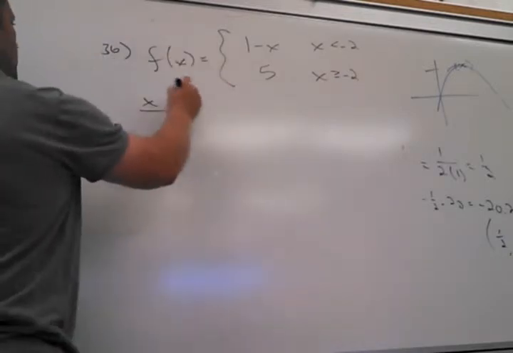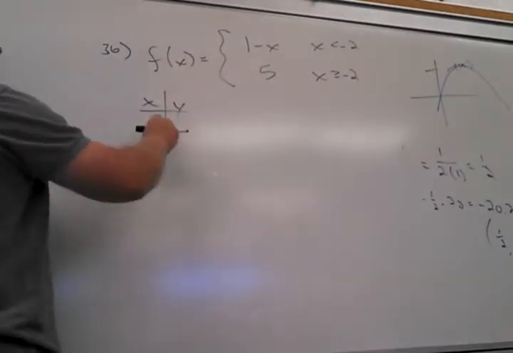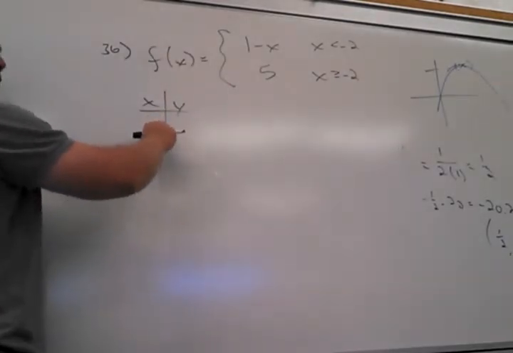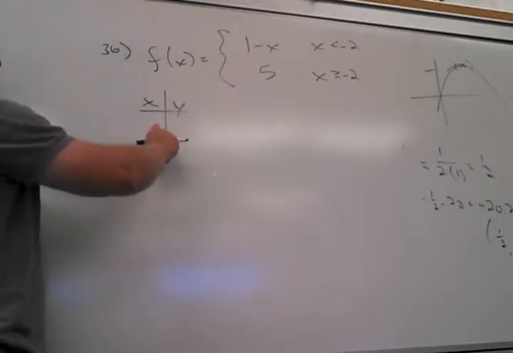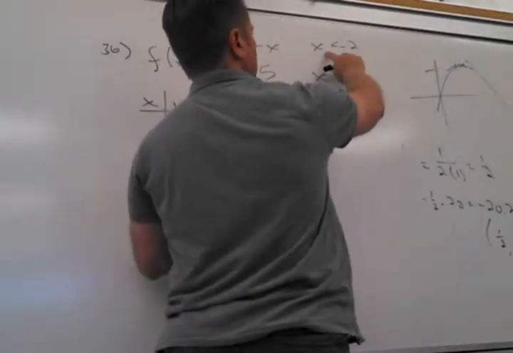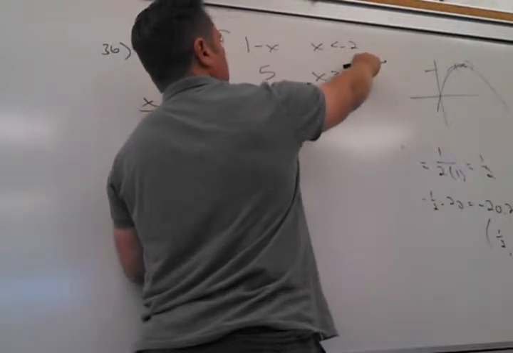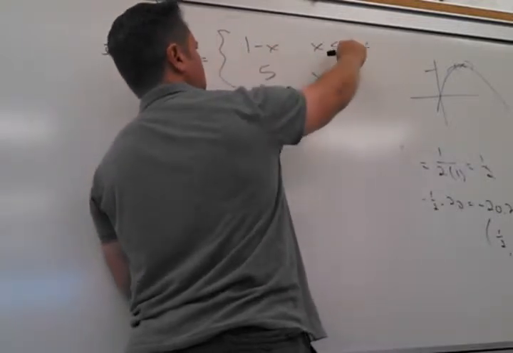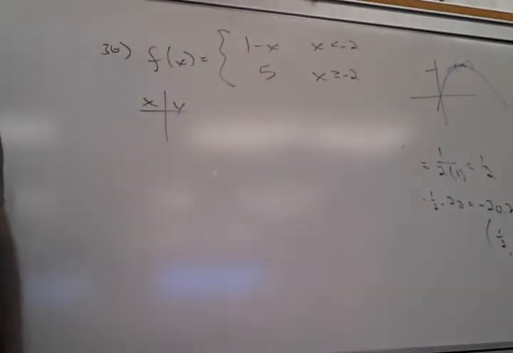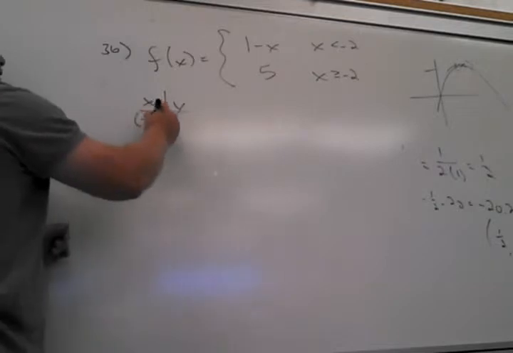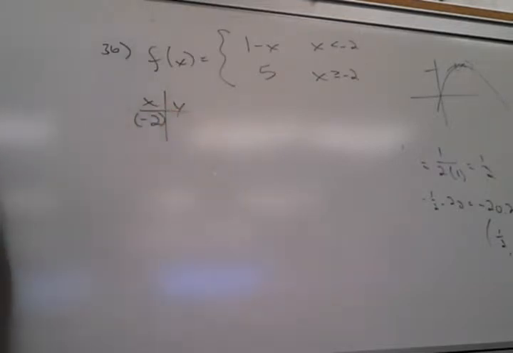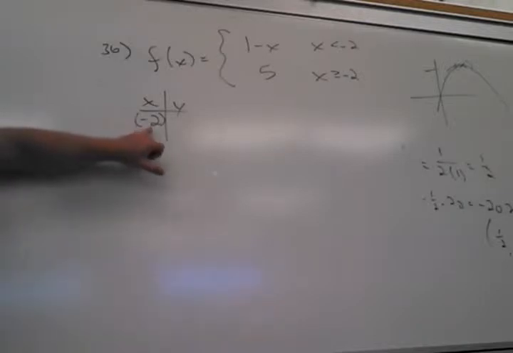So if I make a table for the first piece, what's the first little number I maybe want to put in there? We're doing 1 minus x. And what does it say? x is less than -2. So this is only this when x is less than -2, but I'm going to put -2 in there. You can't do that, but of course we put little parentheses around it, which makes it legal.